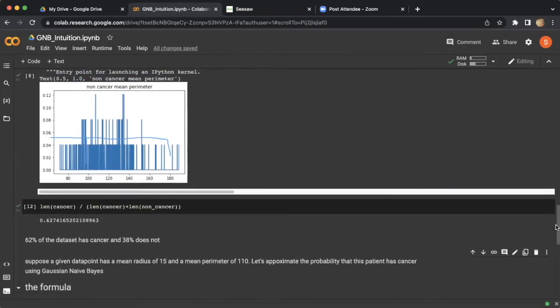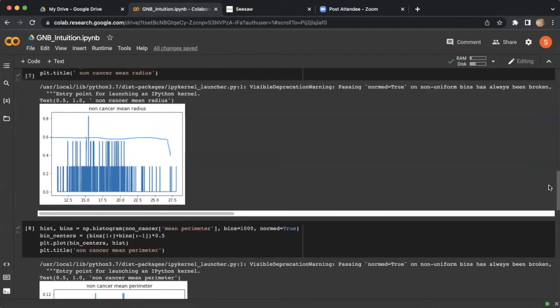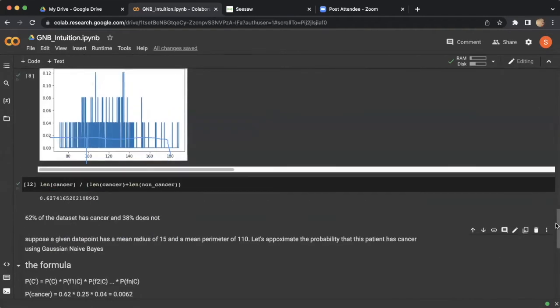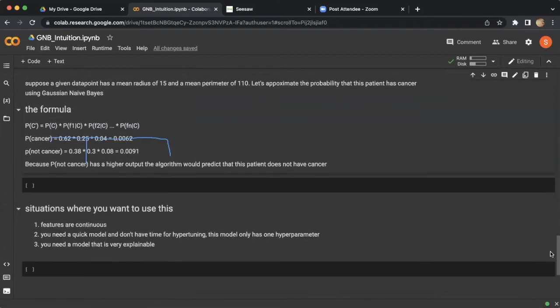And then if we look over here at 110, I guess 110 would be right over there. We get about a 0.04. Or 0.0, that's wrong. But yeah, we get a 0.08% probability that they have a perimeter of 110, given that they don't have cancer. When we multiply these up, we get a 0.0091, which is slightly higher, which means that we, in fact, predict that this person does not have cancer for the situation.